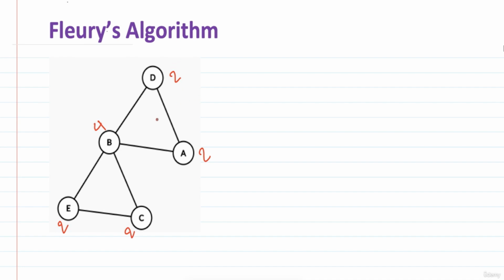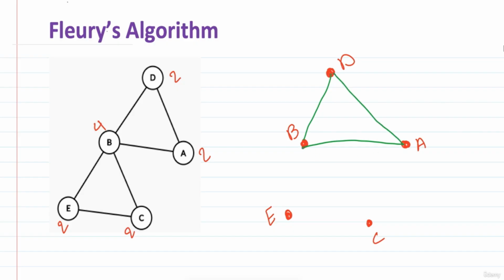Basically, what you do is you will create a replica of your graph, somewhere. So let's create a replica. This is D, this is A, this is B, this is E, and this is C, and I have edges like this. Okay, so this is a replica of my graph.